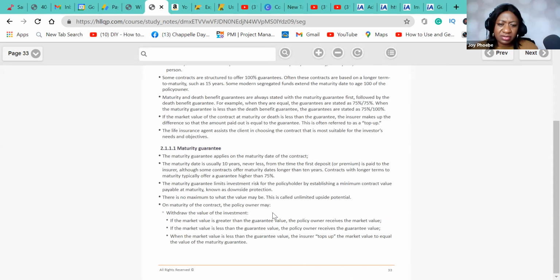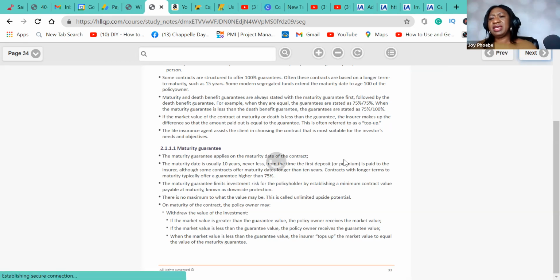Then, on maturity of the contract, the policy owner may withdraw the value of the investment. If the market value is greater than the guarantee value, the policy owner receives the market value. Of course, if my 10,000 is now 15,000, I'm going to cash in on my 15 grand. And if the market value is less than the guarantee, then you get the guarantee, which is 75% or 100%, depending on the percentage of the guarantee. When the market value is less than the guaranteed value, the insurer tops up the market value to equal the value of the maturity guarantee.